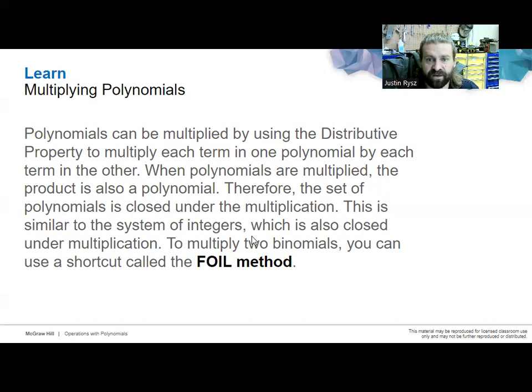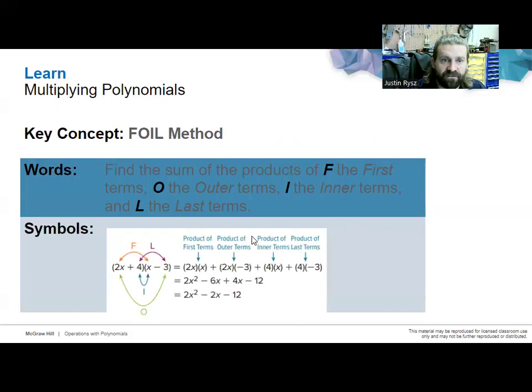So if we want to multiply two binomials, we can use a method called FOIL, which means first, outer, inner, last. All right, the first is the first two, so that's 2x and x squared. There's the outers, which are the 2x and the -3. Then we do the inners, 4 and x, and then we do the last, 4 and -3.